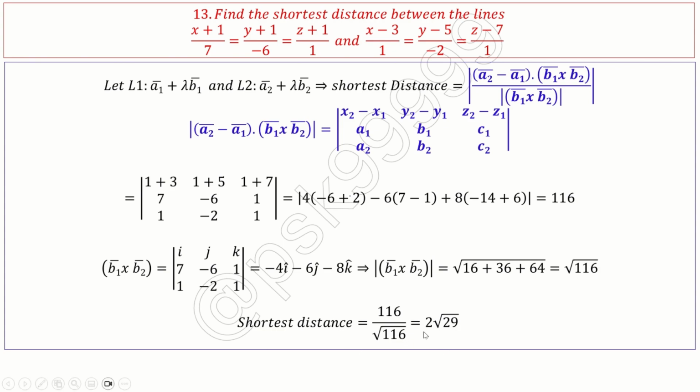If I simplify, I'll get 2 square root of 29. Okay, hope this is correct. It looks something very odd for me actually. If I take divided with 4, it will become 29. Correct. This is correct. 2 square root of 29. Okay, next.